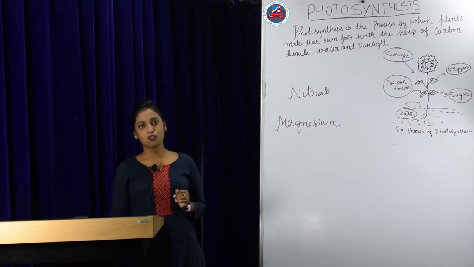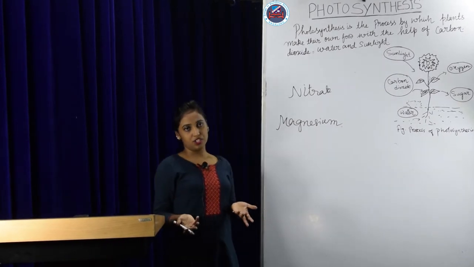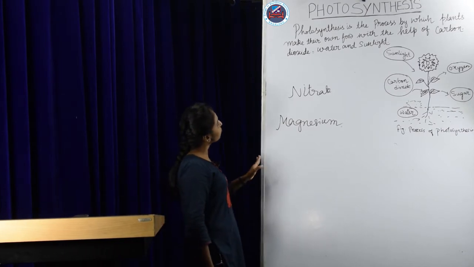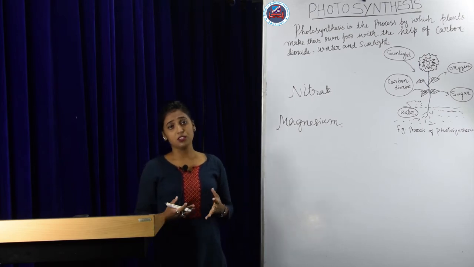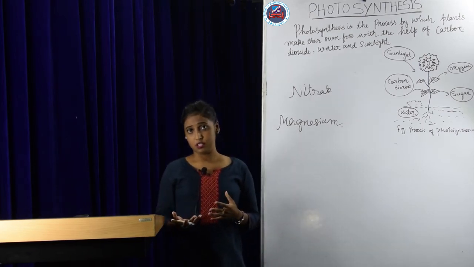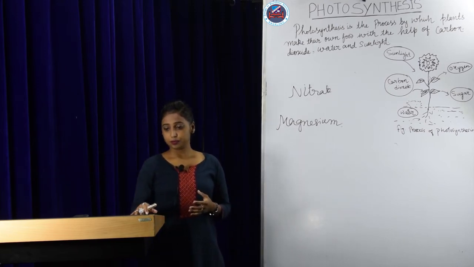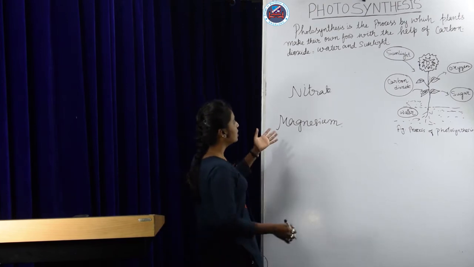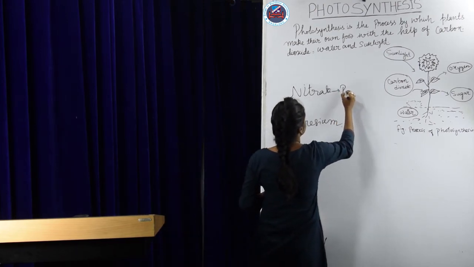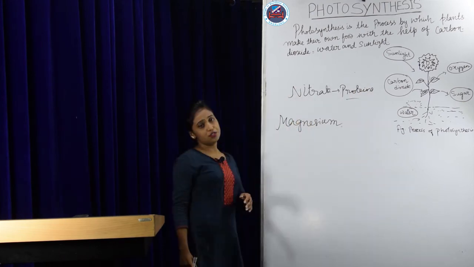Besides these two, the plants also need potassium, phosphorus, calcium, proteins, etc. The fertilizers contain the mineral salts which the plants need for their development and growth. Now, why do they need nitrate? They need nitrate to make proteins.